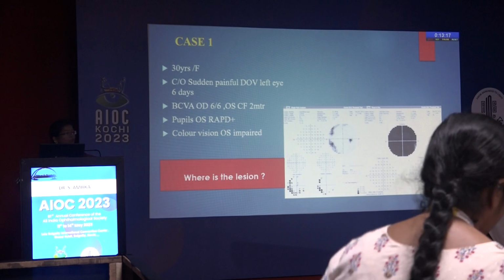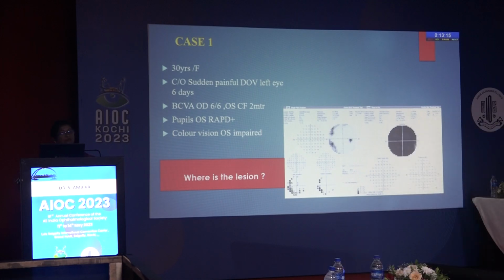So this is a 30-year-old female who came with a sudden drop in vision in the left eye with a 6 days duration. And the vision in the left eye was counting fingers 2 meters, and she carried a visual field with her which she tried performing in the beginning, which had an advanced loss in the left eye, and the right eye was normal, and the color vision was normal in the right, but the left was impaired. So where do you think the lesion is?